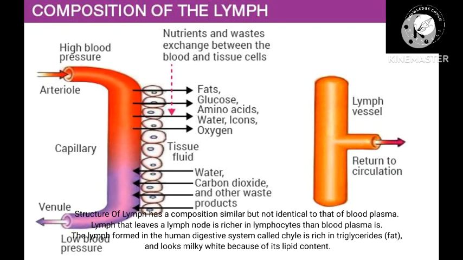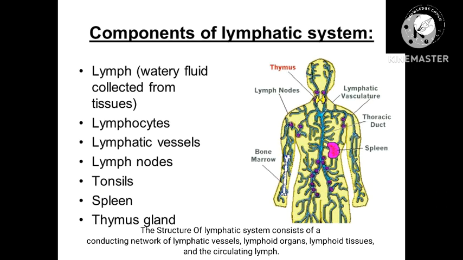Structure of lymph: it has a composition similar but not identical to that of blood plasma. Lymph that leaves a lymph node is richer in lymphocytes than blood plasma is. The lymph formed in the human digestive system, called chyle, is rich in triglycerides, fat, and looks milky white because of its lipid content. The structure of the lymphatic system consists of a conducting network of lymphatic vessels, lymphoid organs, lymphoid tissues, and the circulating lymph.